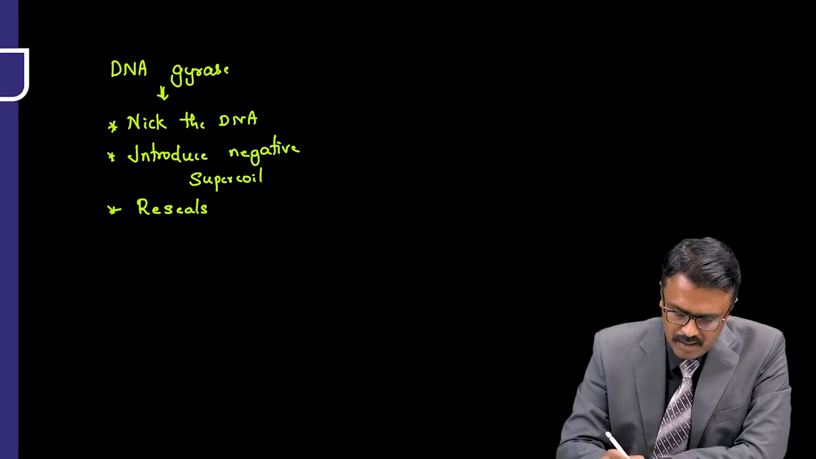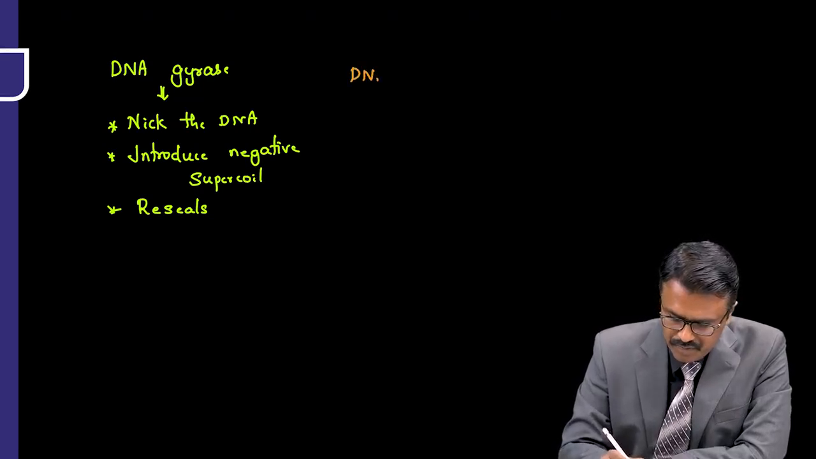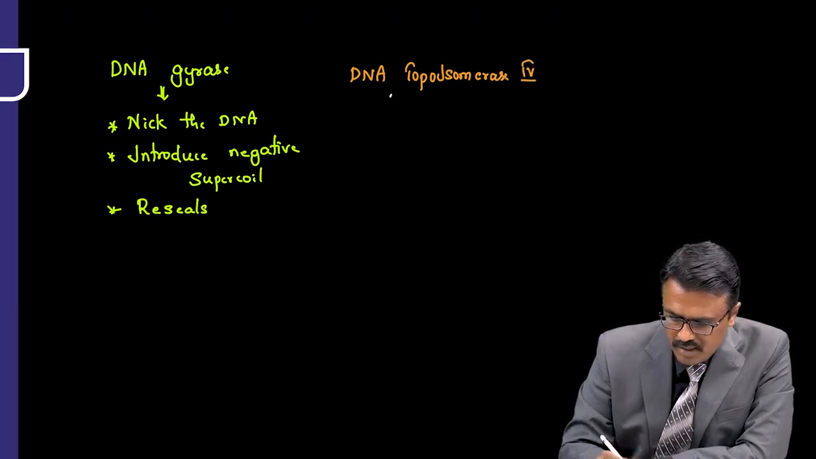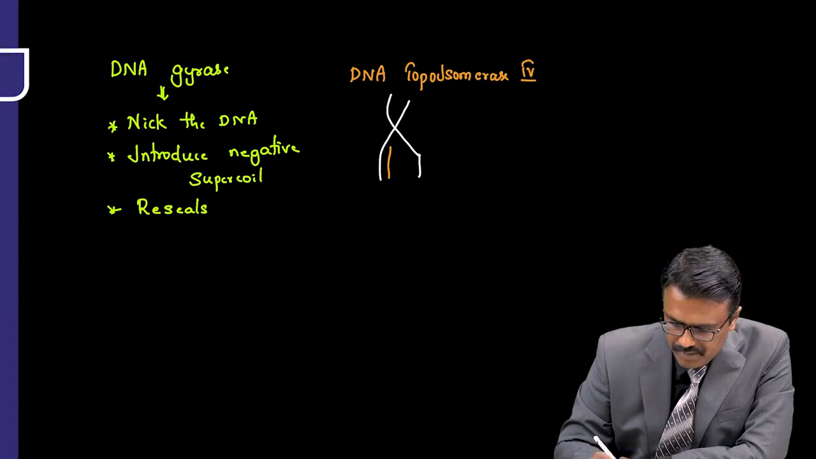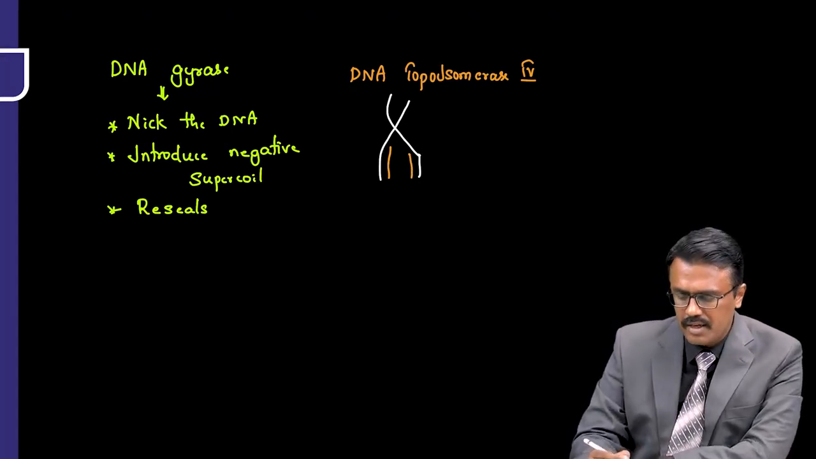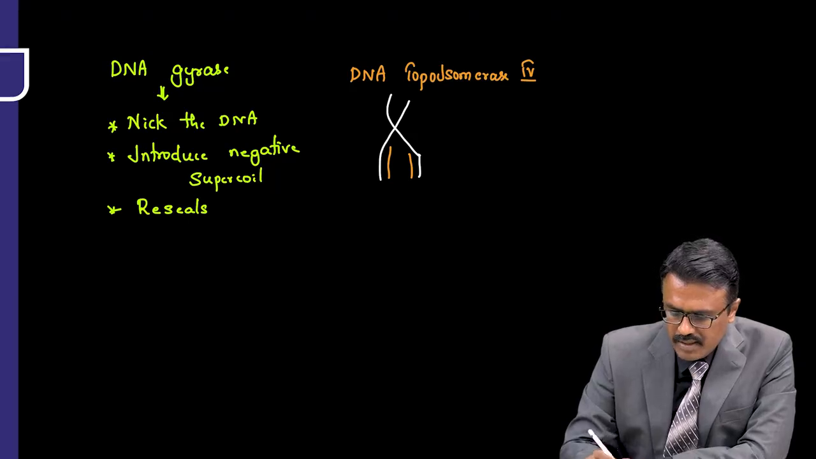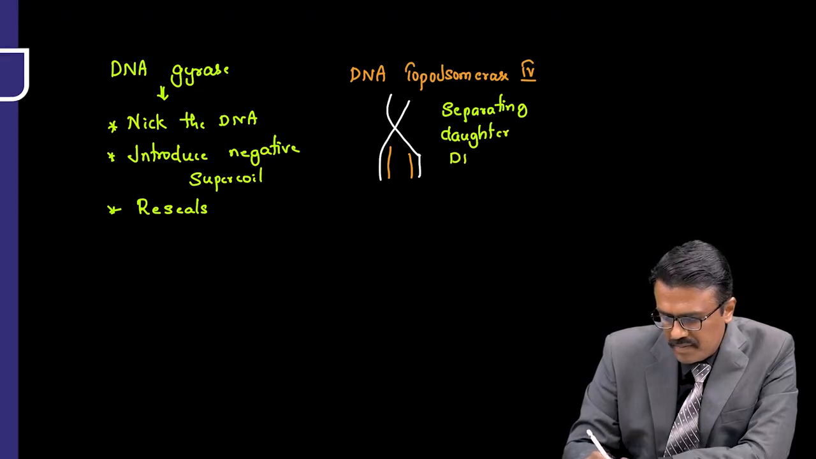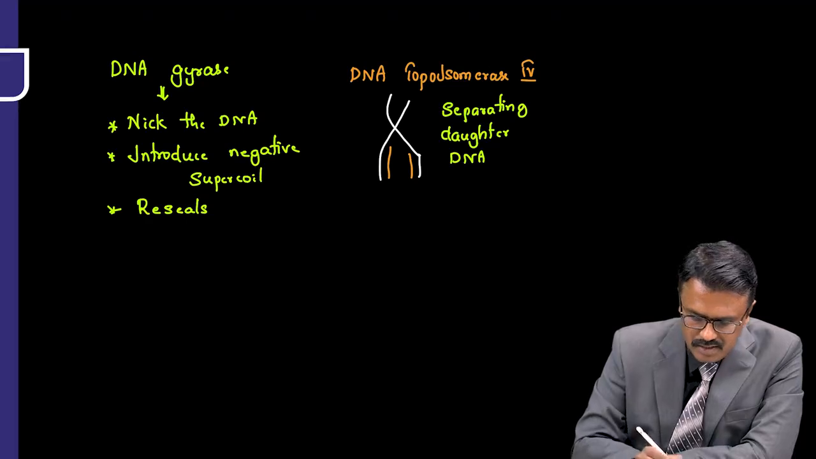Now, what is the role of DNA topoisomerase 4? When the DNA is replicating, it gives rise to the daughter DNA. This enzyme is required for separating the daughter DNA. Now, what happens if I inhibit DNA gyrase, and what happens if I inhibit DNA topoisomerase 4?